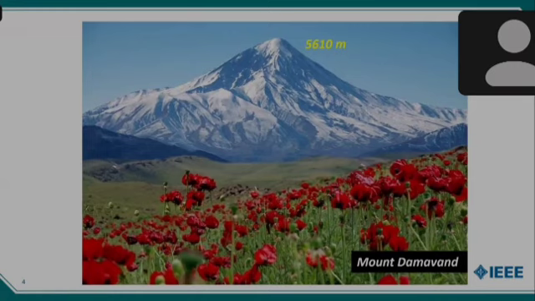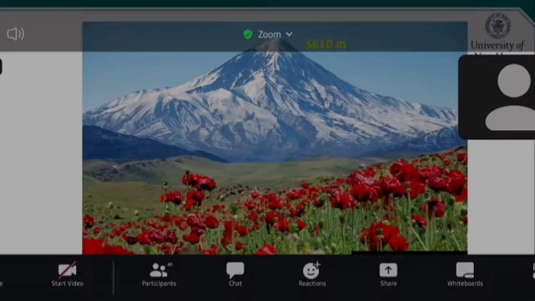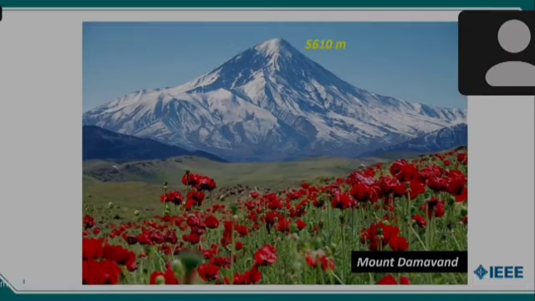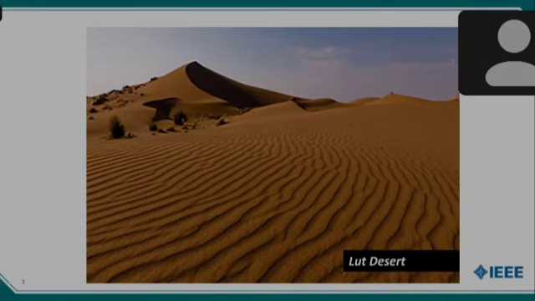We have in our country a beautiful spring. In this slide, you can see Mount Damavand. The height of this mountain is 5,610 meters, the highest mountain of Iran, and there is a beautiful view. Please, next slide. Also, as I said, 4 seasons.